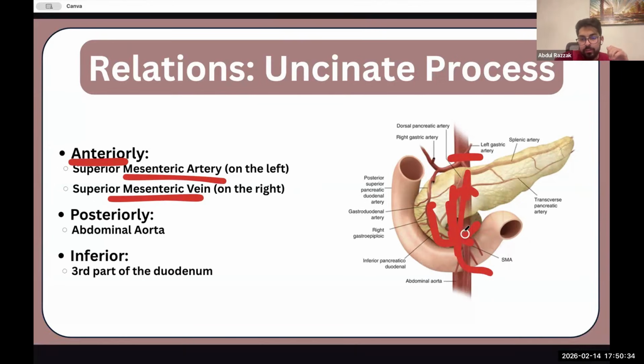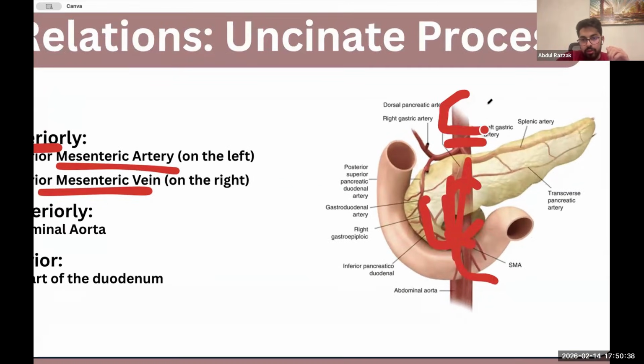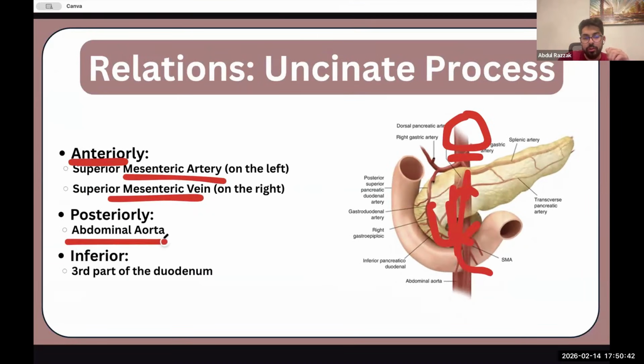Posterior to the uncinate process, you can see this big artery there, okay, and it's running behind the uncinate process, and that is the abdominal aorta. So the abdominal aorta is running at the back of the pancreas, okay. It gives off the superior mesenteric artery, which continues running behind the pancreas, then at some point runs in front of the uncinate process, and then those vessels both continue downwards. Inferior to the uncinate process, you have the third part of the duodenum. Okay, this is very simple. You can see it here.